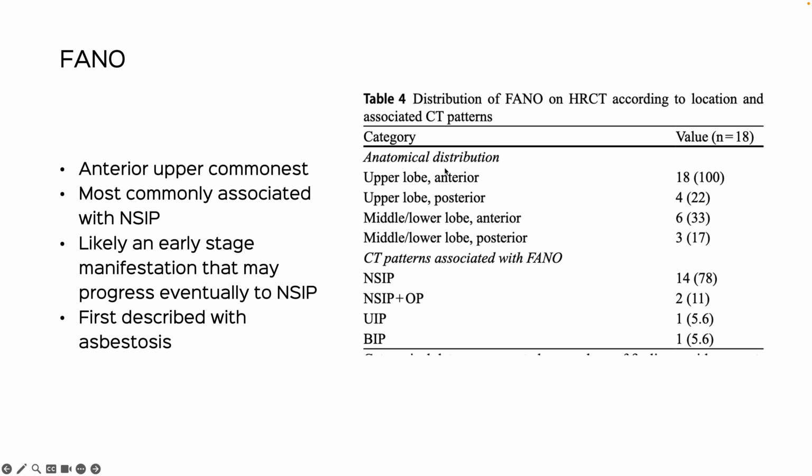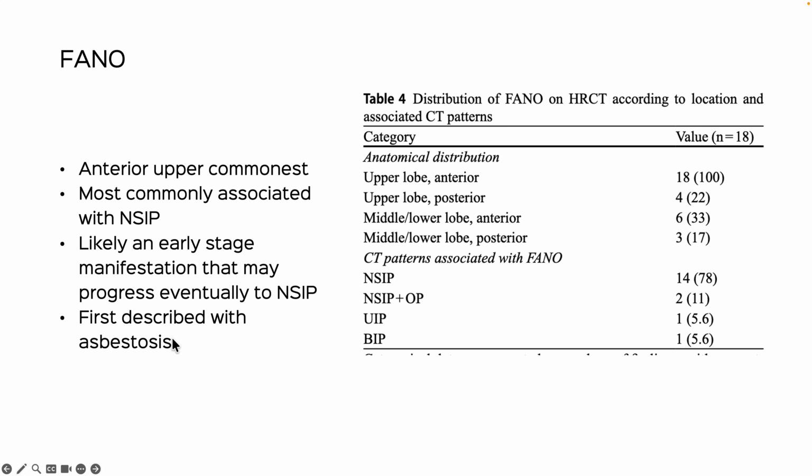Now, when they looked at the 18 patients with FANO, all of them had upper lobe anterior involvement, 4 had upper lobe posterior involvement, and 3 had posterior lower lobe, 6 had anterior lower lobe. And the commonest pattern they were associated with, as in our case, was the NSIP pattern. So again, the commonest is anterior upper, most commonly associated with NSIP. And they say that this is likely an early stage manifestation that may eventually progress to NSIP.